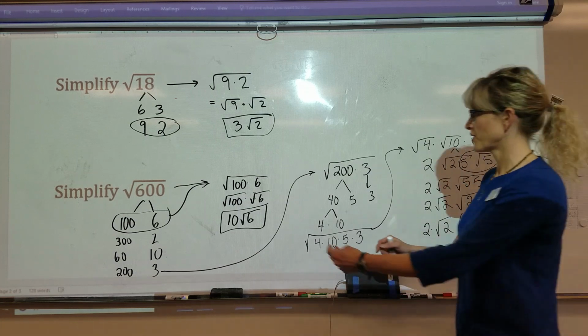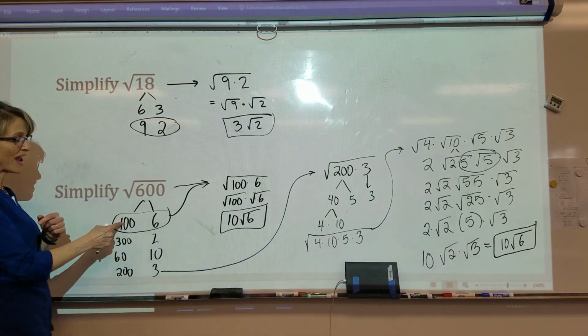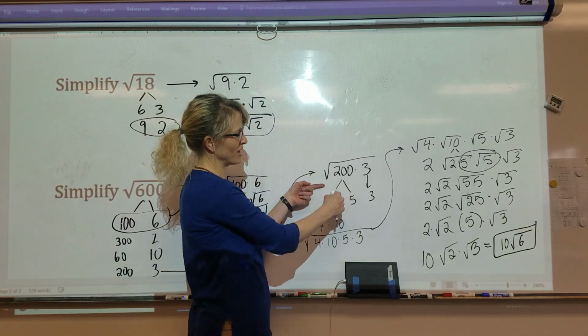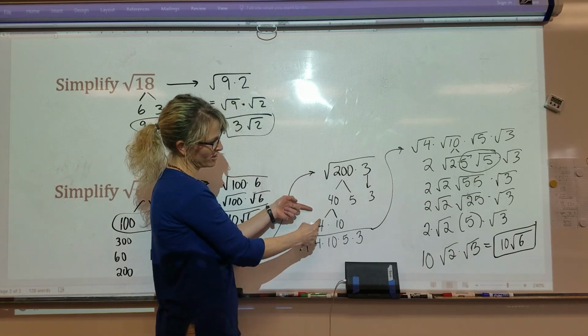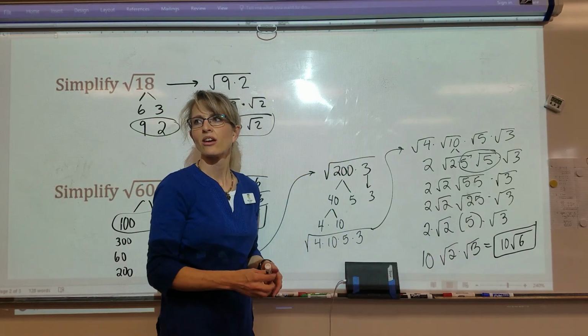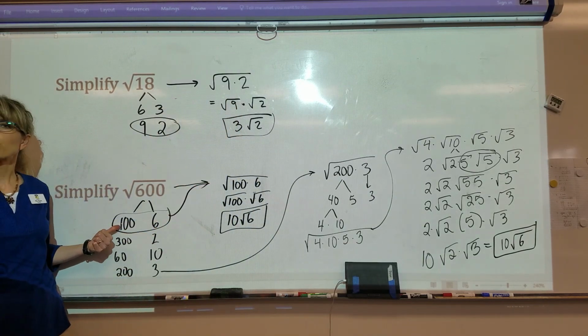Holy moly. 1, 2, 3 steps because I found the 100. I couldn't see the 100 here, so I made it really hard. And I did 1, 2, 3, 4, 5, 6, 7, 8, 9 steps. Okay, so we've just learned, if you can find a perfect square, it's easier.